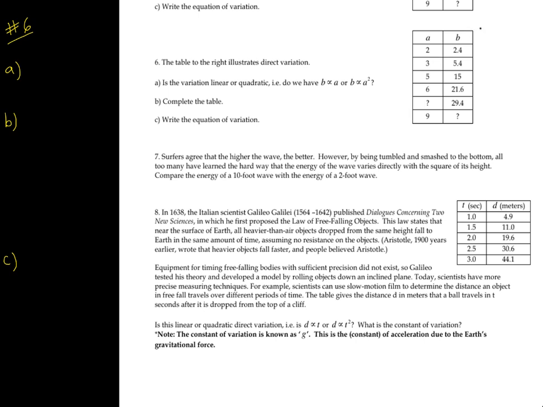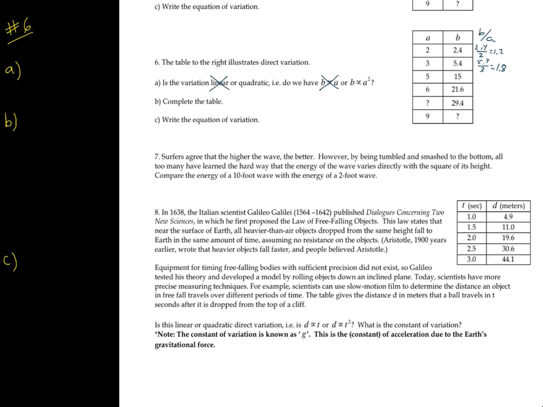We can start with just looking at the ratio of b to a, like we did in the last problem. Well, for this pair, this would be 2.4 divided by 2. So that's a ratio of 1.2. For the next pair, this is 5.4 divided by 3, and that's going to be a ratio of 1.8. And so right there, we can just stop and say, look, this is not a linear variation.